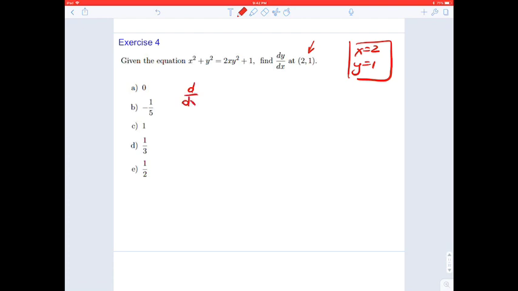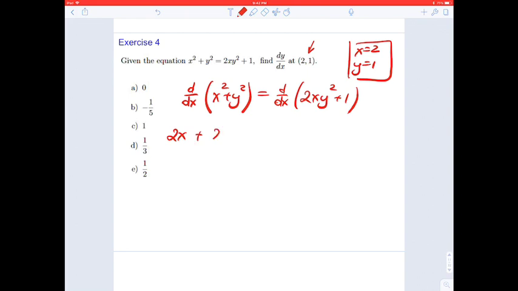Let's differentiate first. I will differentiate with respect to x the left hand side, and I will differentiate with respect to x the right hand side. Derivative of x squared is 2x. Derivative of y squared is 2y, y prime. Derivative of 2x(y squared plus 1), product. Remember to apply the product rule. Derivative of 2x is 2 times y squared plus 1, plus 2x times derivative of y squared, 2y, y prime. Derivative of 1, 0.